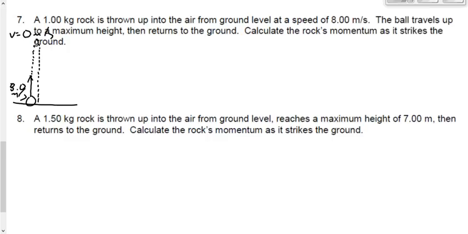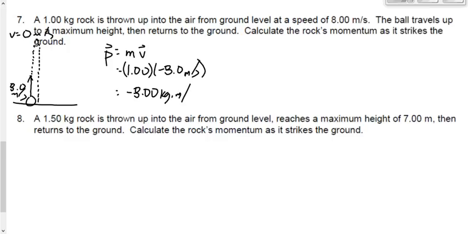The final velocity is not 8. The final velocity is negative 8. The final speed is 8, right? The final velocity is negative 8. So we want to find that final momentum. We're going to say it's m times the final velocity, 1.00 kilograms times negative 8 meters per second, which gives me negative 8.00 kilograms meters per second. Or you could have said 8.00 downwards.